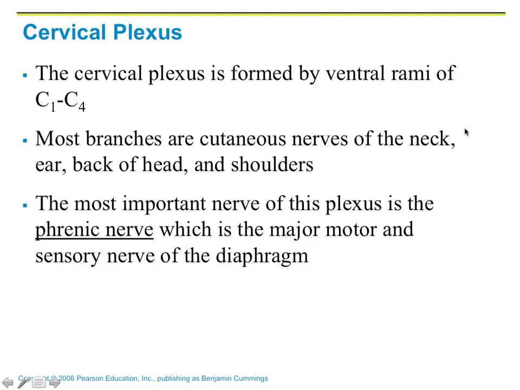Now let's talk about the cervical plexus. The cervical plexus is made from the spinal nerves of C1 to C4. Most of them innervate the skin of the neck, ear, back of the head, and shoulders. So they detect sensations such as temperature, touch, and pain.